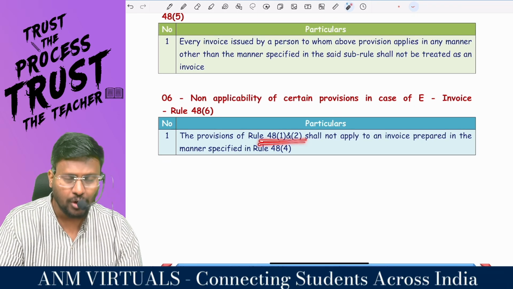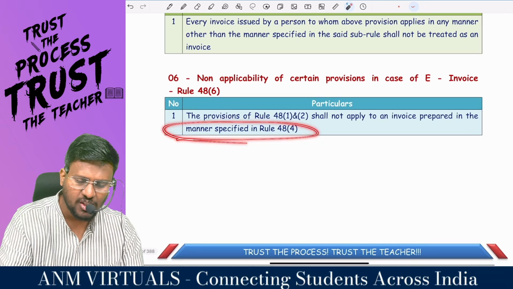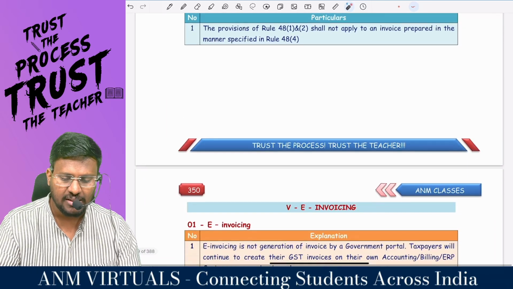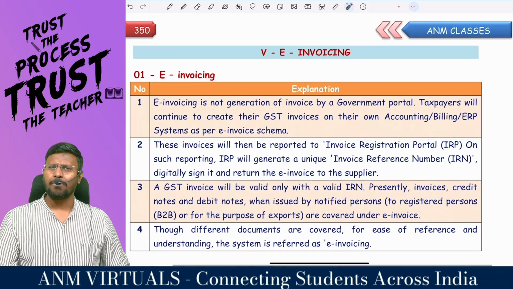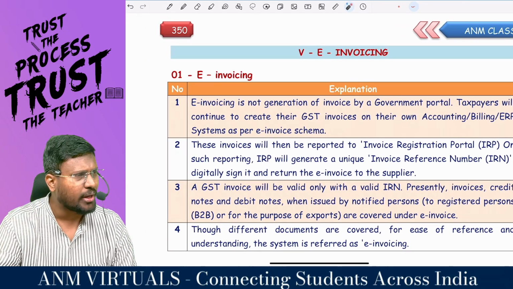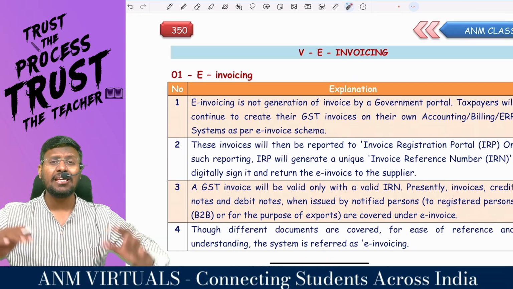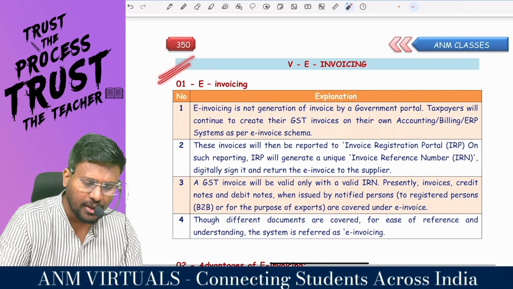Non-applicability of certain provisions in the case of e-invoice. The provisions of Rule 48 sub-rules 1 and 2 shall not apply to an invoice prepared in the manner specified in Rule 48 sub-rule 4. That means all the contents we studied so far will not be applicable to the e-invoice. The manner of preparing the e-invoice is something different. I am going to teach you how you have to make the e-invoice.